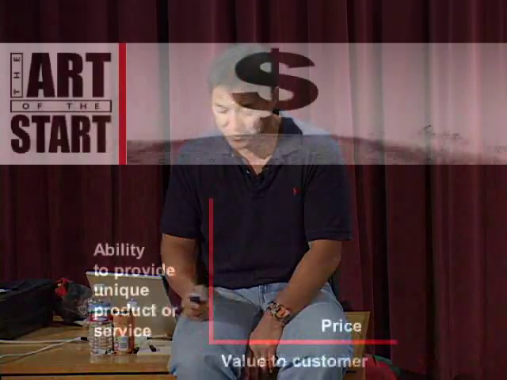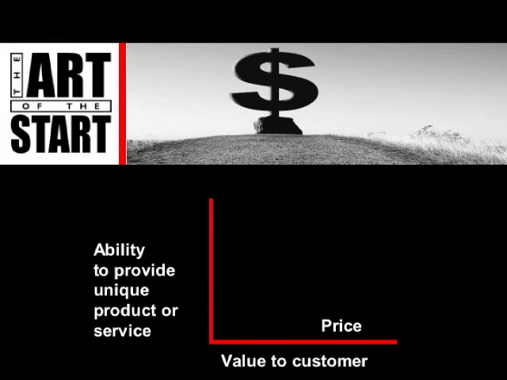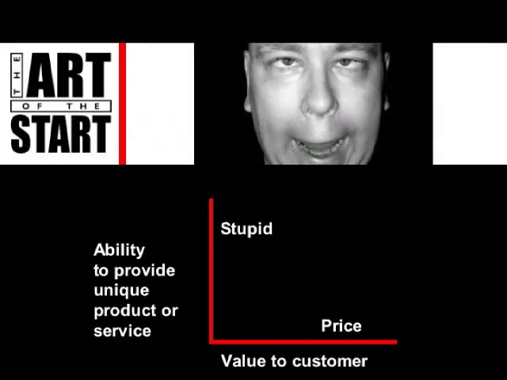As you might suspect, this is going to be a 2x2. And as you might suspect, you're going to want to be high and to the right. But let's go through the other corners first. The first corner is where you provide something of great value to the customer, but there are 10 other competitors doing it. At that point, you have to compete on price because it is not a unique product or service. It's an ugly place to be. Another corner is where you provide something and only you provide it, but nobody wants it. That's where you're stupid.